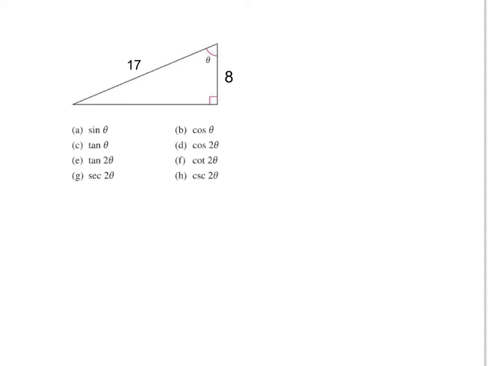Let's keep going. Let's look at this problem right here. We want to find sine theta, cos theta, tan theta, cos 2 theta, tan 2 theta, cotan 2 theta, sec 2 theta, and cosec 2 theta. That sounds like a lot of work.